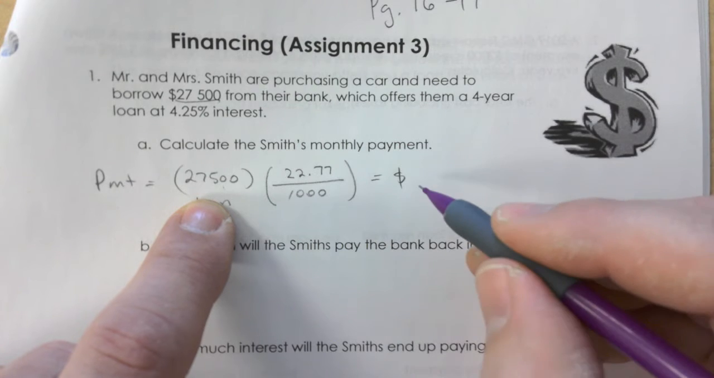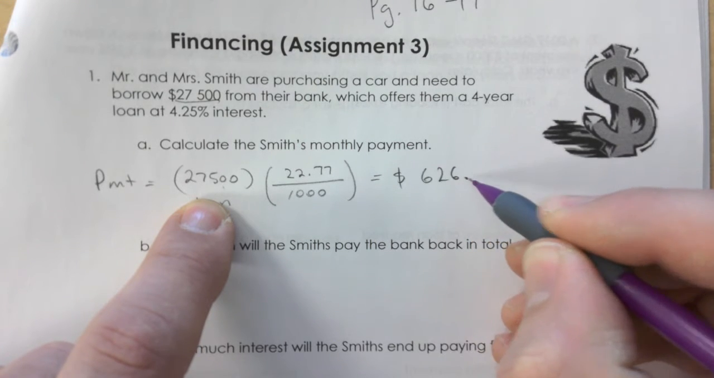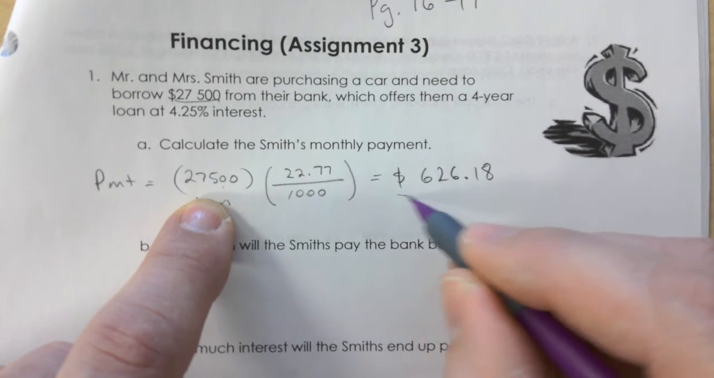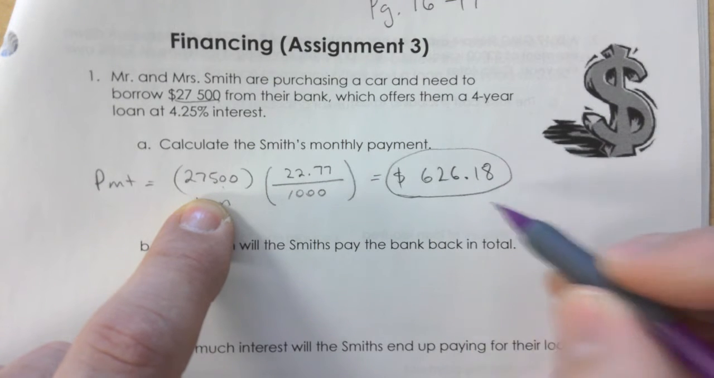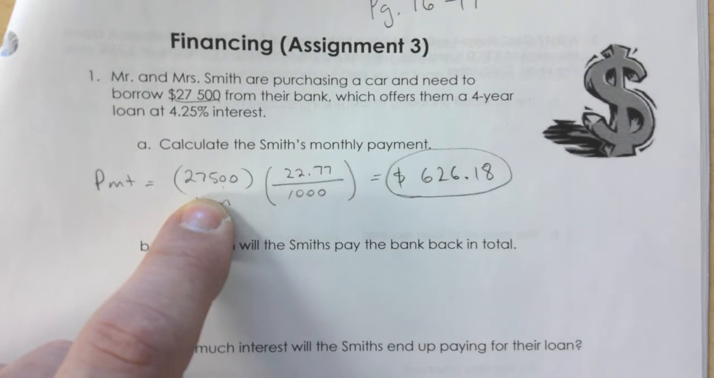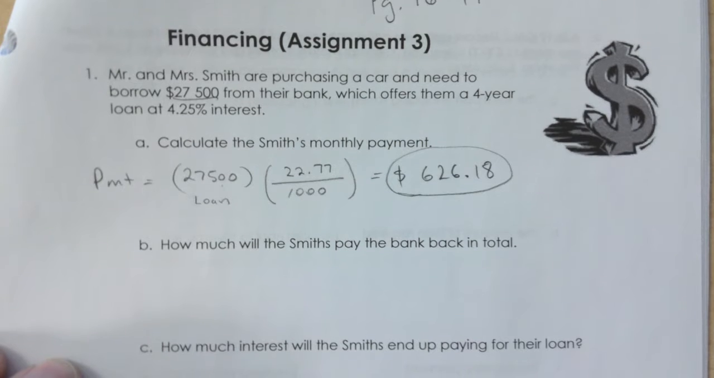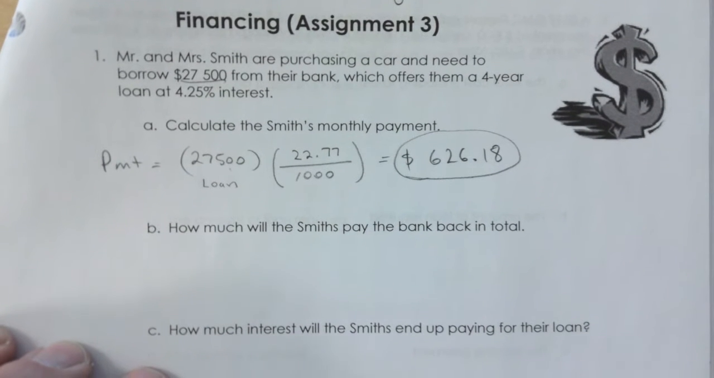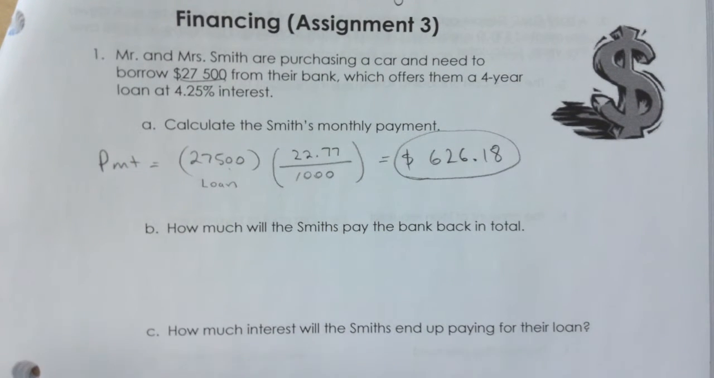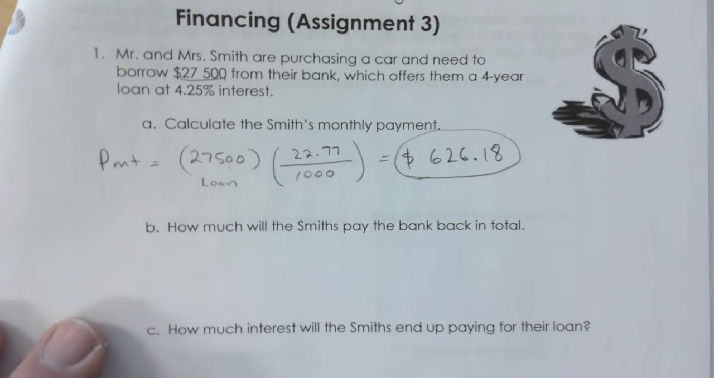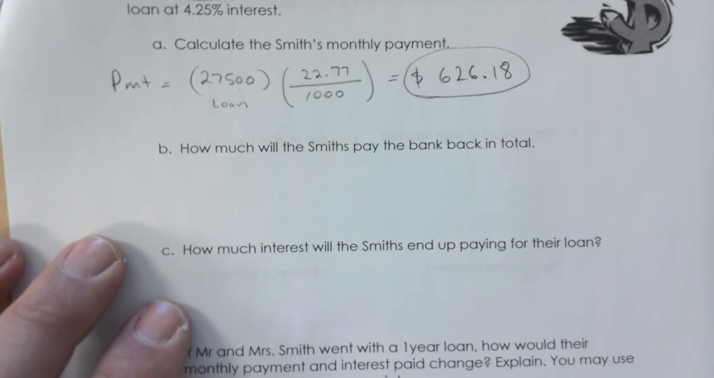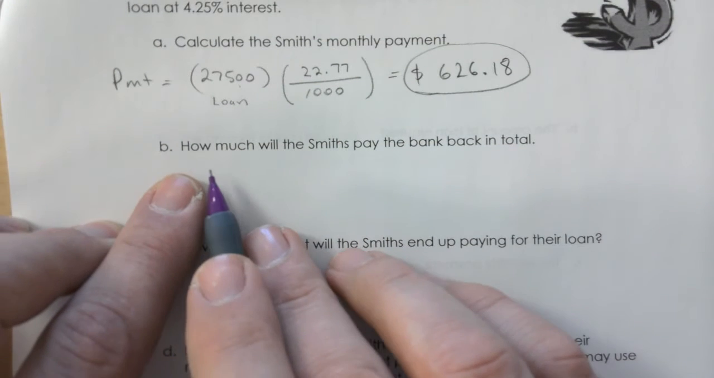And if you multiply that, you get $626.18 per month. Okay, that's a pretty high payment if you ask me, and that's not considering interest, not considering fuel, not considering your insurance, none of that, right? It's just $626.18 a month.